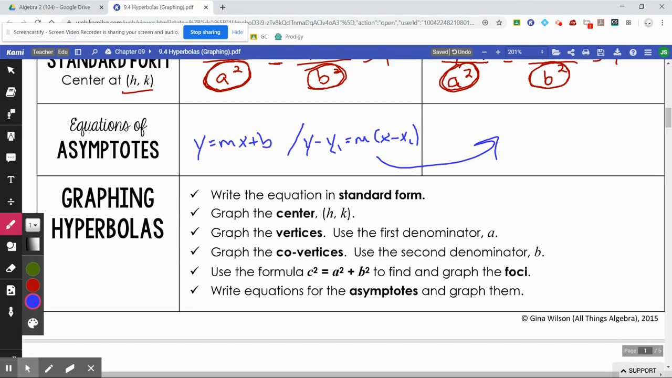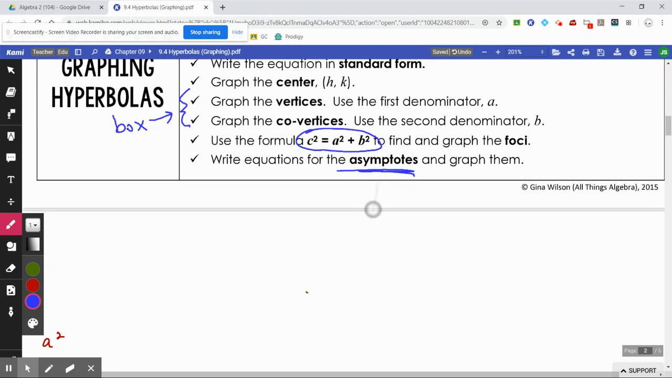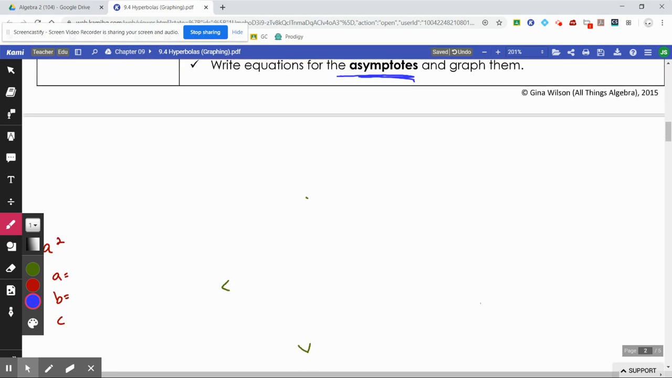How to actually graph the hyperbola. Step number 1, we write the equation in standard form. Step number 2, graph the center. So we're going to find the center. Then we're going to find the vertices and the covertices, and again, we're going to use those to draw the box. We're going to draw the box in the middle. We can find the foci by again using that formula. And then we're going to write the equation for the asymptote lines and actually graph it. So let's jump into some problems real quick.